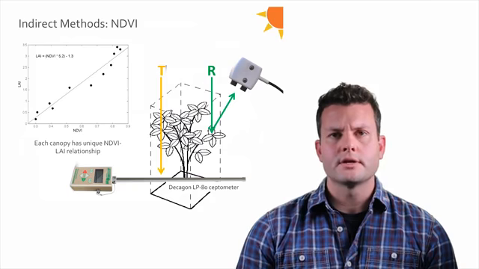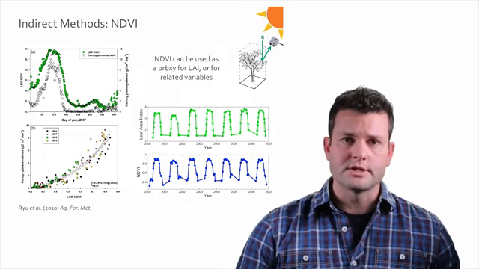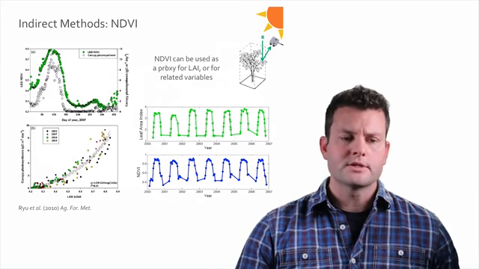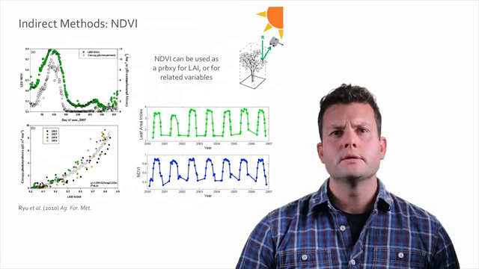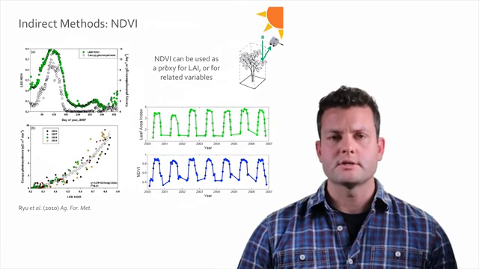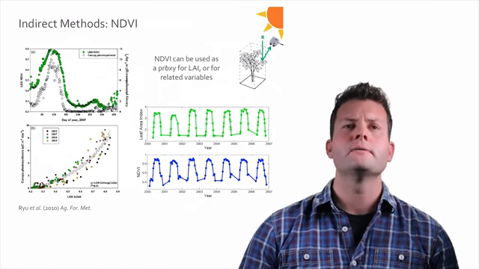The other thing to consider is that maybe you don't need absolute values of LAI. Maybe you're interested in some other reason for measuring LAI. So here I've just shown you a couple of examples of how we can use NDVI just as a proxy for LAI without actually having to have an absolute value of LAI.